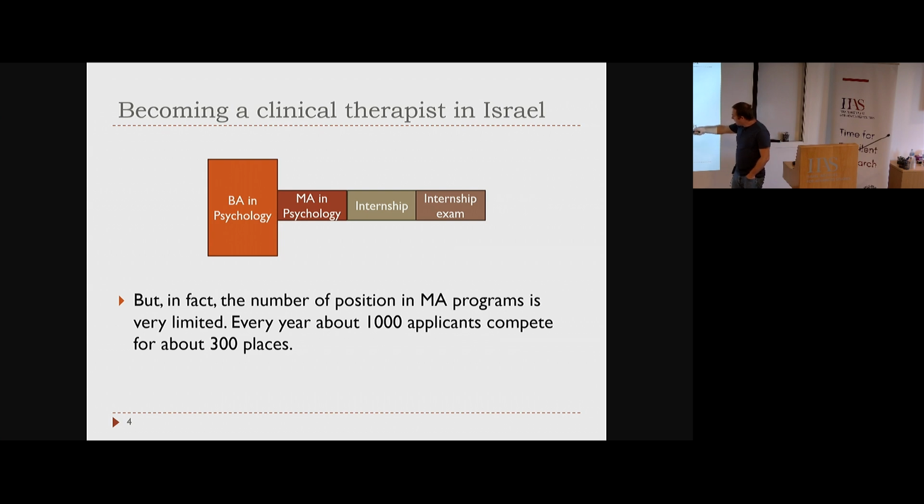In fact, even this 1,000 applicants number is a lower bound on how many people actually start a BA in psychology wanting to become clinical therapists. 1,000 is the number of people that actually apply for an MA in psychology, but most do not reach the GPA needed in the BA to apply. So you should think of maybe 3 times as many potential applicants who do not even bother to apply by the time they finish their BA.